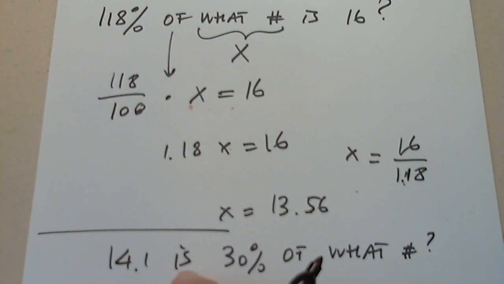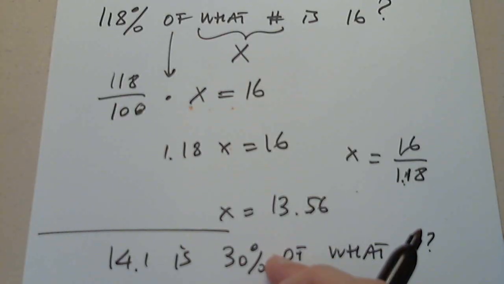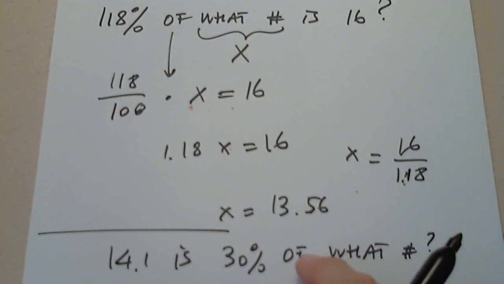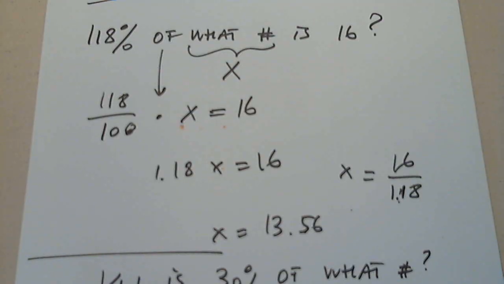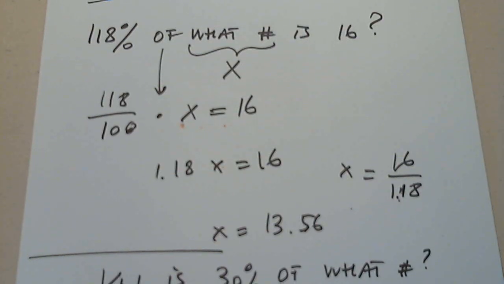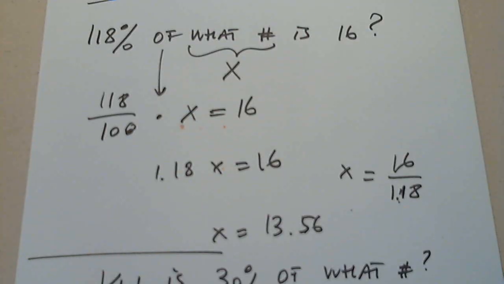What do we translate is by? Equals. Yes. Now the 30% has to be changed into 0.3. Of? Times. Very good. And what number? Of course, it's x. So we have x equals 14.1 over 0.3. Let's see what that is. 14.1 divided by 0.3. So we got 47. So x equals 47. Any questions on this problem?